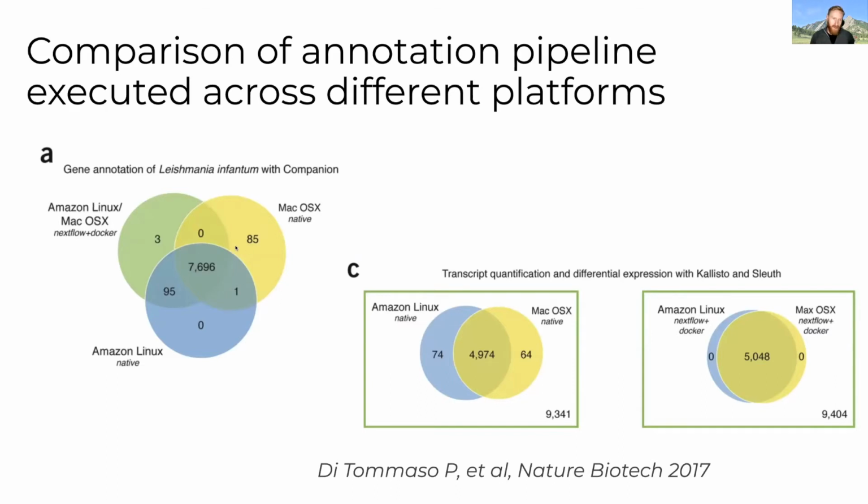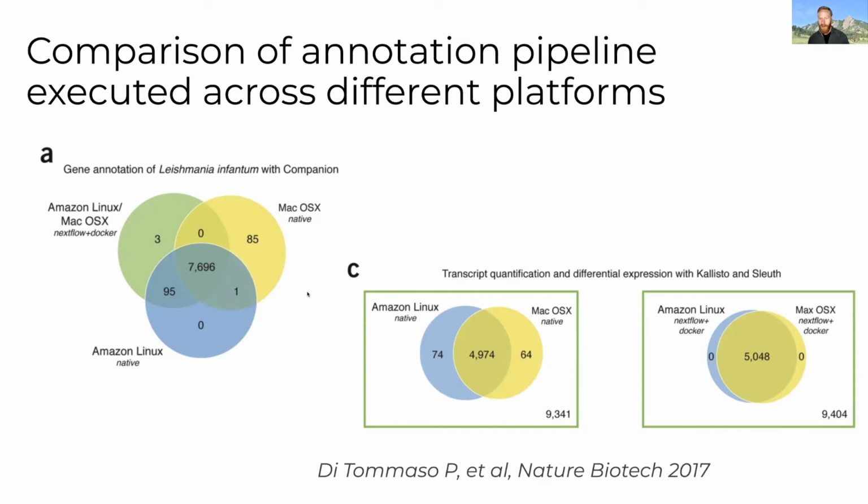most of the genes in common, but really there are 85 genes that are unique that you get when you run it on a Mac OS, and 3 unique genes when running it with Amazon Linux. And that is concerning because that is really, everything else is the same, all the software versions are the same, and it's just the operating system that's different.